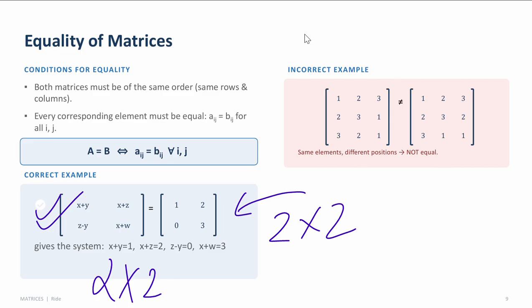Fine. See this example right here. Can you see 1, 2, 3? Okay, 1, 2, 3. 2, 3, 1, 2, 3, 2. So now this element does not match. Therefore, they are not equal, right?